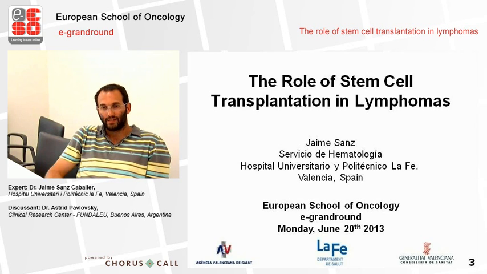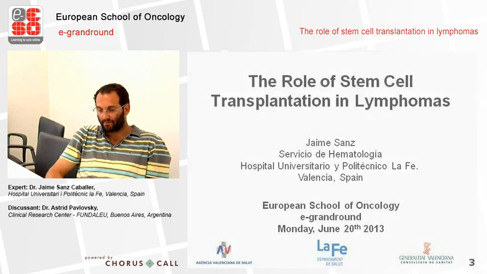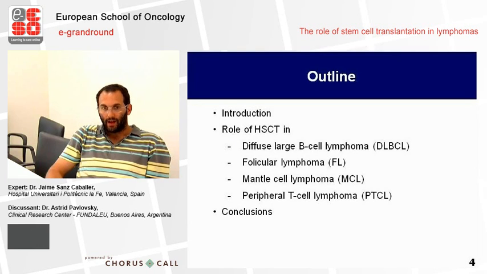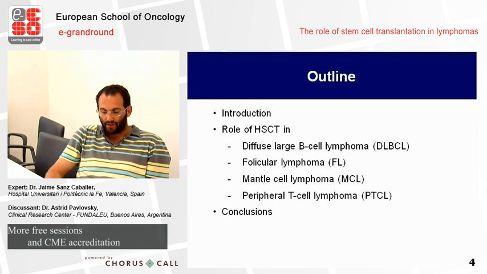Slide number 4, please. After a brief introduction on the types of stem cell transplantation, we will review separately each role in the most representative histologic subtypes of lymphomas: diffuse large B-cell lymphoma, follicular lymphoma, mantle cell lymphoma, and peripheral T-cell lymphomas. Next slide, please.